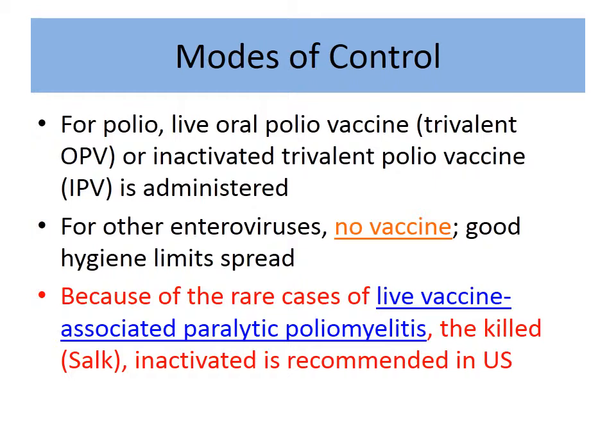Since there is a chance of live vaccine-associated paralytic poliomyelitis, the killed one is permitted in this country. So we don't give attenuated, so we don't give Sabin, we give Salk. So that's the difference. The VIVA's recommendation in terms of CDC. That make sense? Okay?